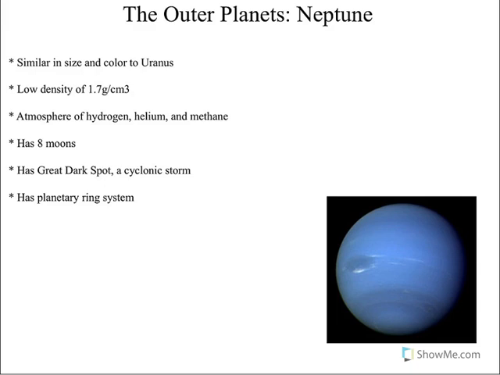Neptune is pretty similar to Uranus. Blue again because of all that methane, very low density. What's neat about it is it also has a cyclonic storm, just like Jupiter. So there was our brief survey of the planets.